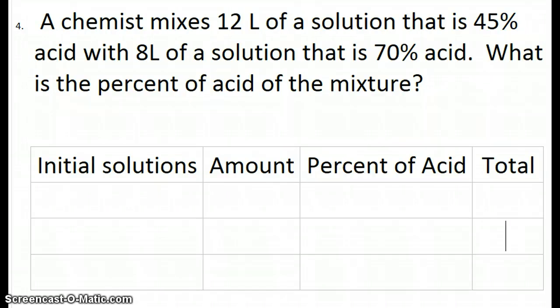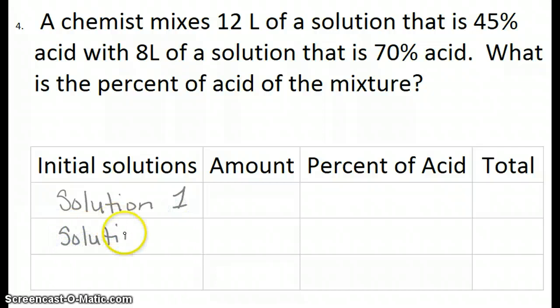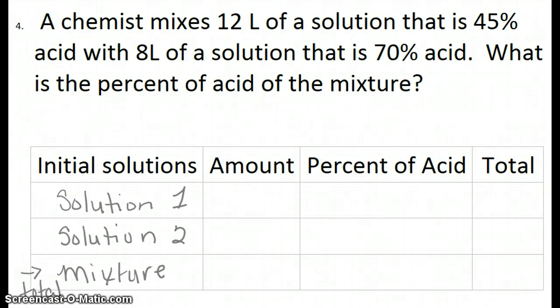So we're going to look first at the initial solutions. So let's just do solution 1 and solution 2 because they're not labeled. And then we're going to look at the mixture and what we want that total to be. So this last row is generally going to be the total, or what we want everything to finally mix out to be. So solution 1 is 12 liters.